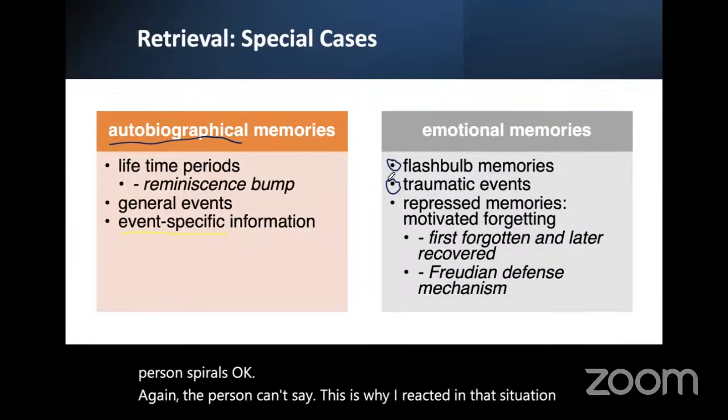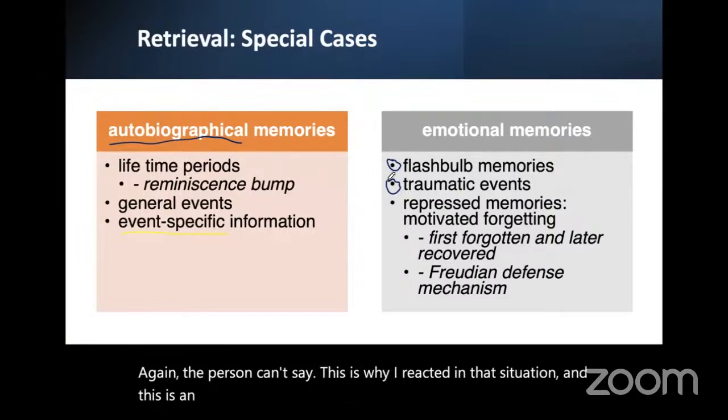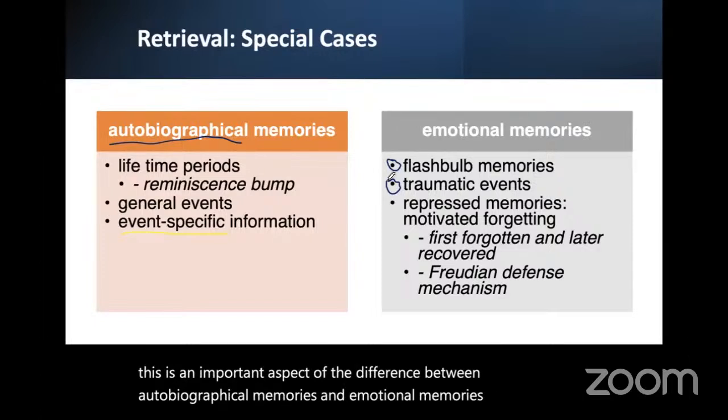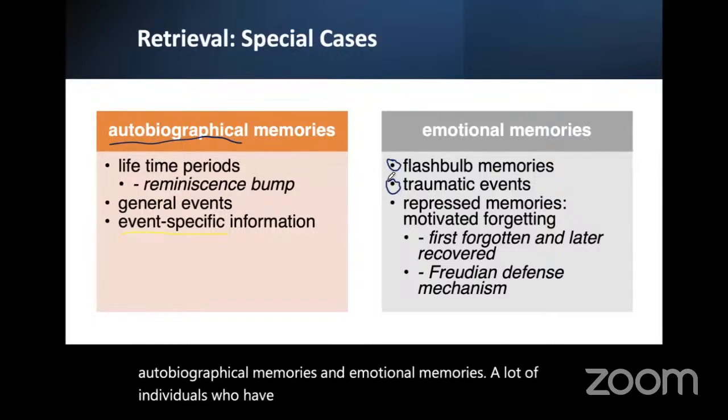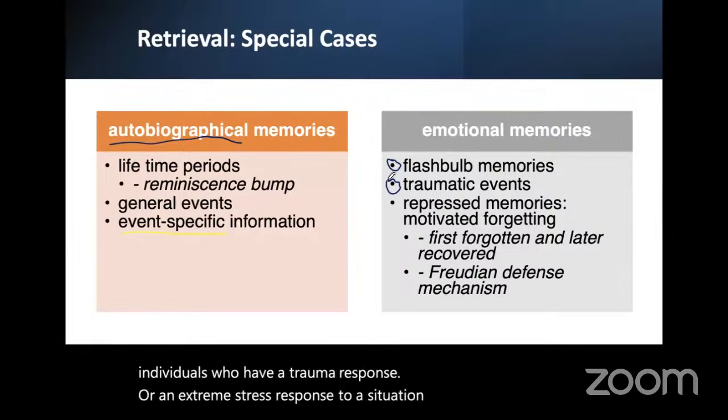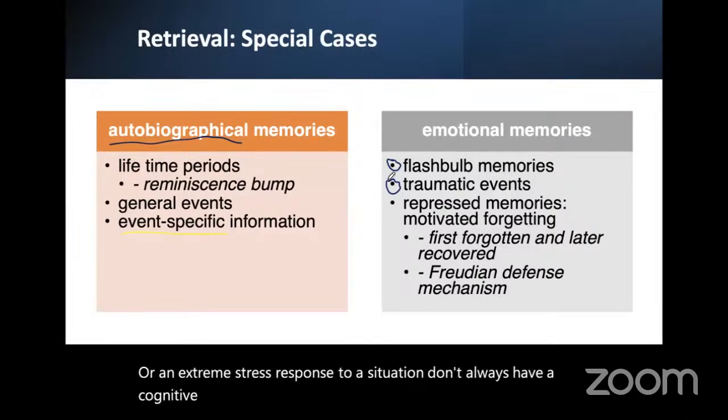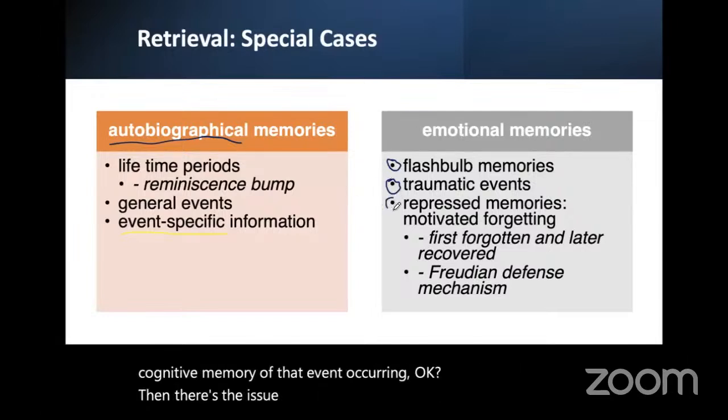And this is an important aspect of the difference between autobiographical memories and emotional memories. A lot of individuals who have a trauma response or an extreme stress response to a situation don't always have a cognitive memory of that event occurring, okay? Then there's the issue of repressed memories. And this is something called motivated forgetting.